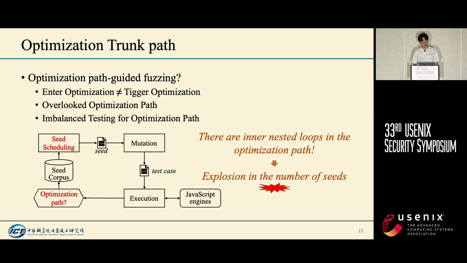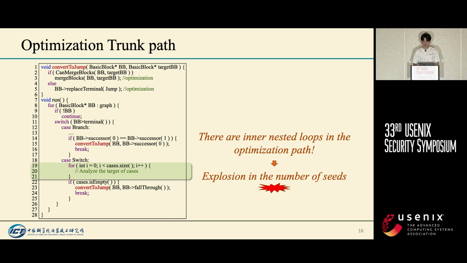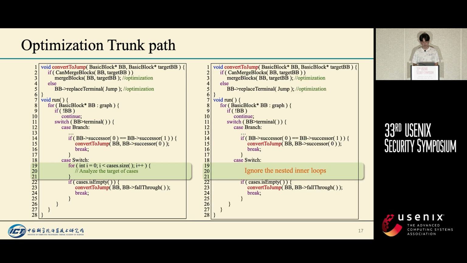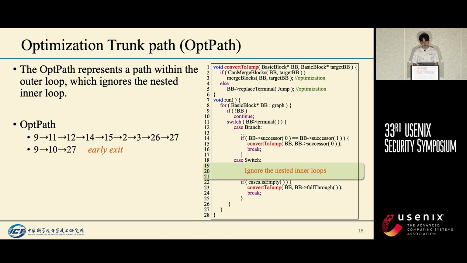There are nested inner loops in the optimization path. The loop on line 19 is a nested inner loop. Different iterations of these nested loops will result in different optimization paths, which will lead to the explosion in the number of seeds. To solve this problem, we ignore nested inner loops in the optimization path and propose the concept of optimization trunk path. Optimization trunk path, or OPT path for short, represents a path within the outer loop, which ignores the nested inner loop.